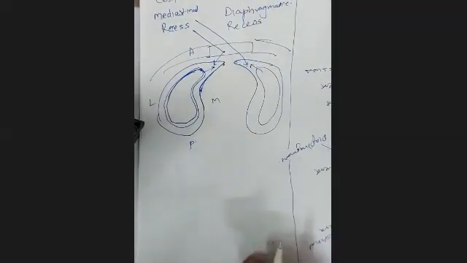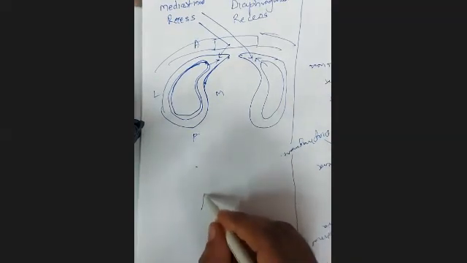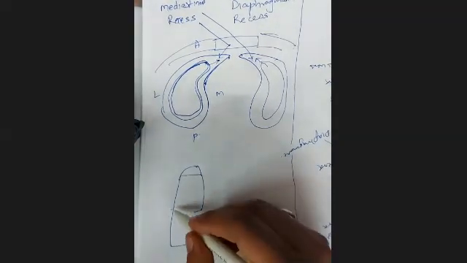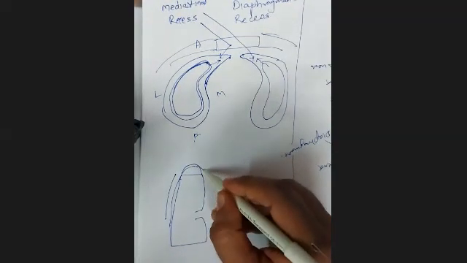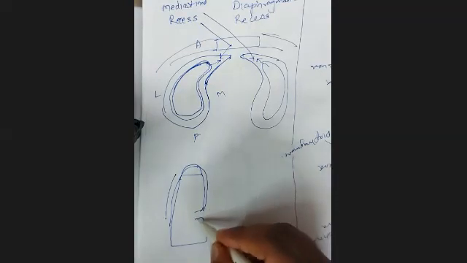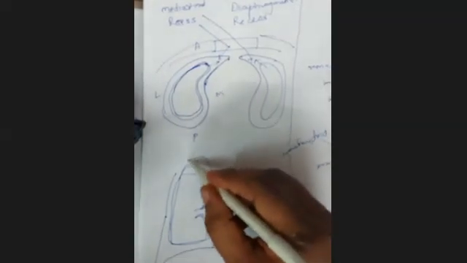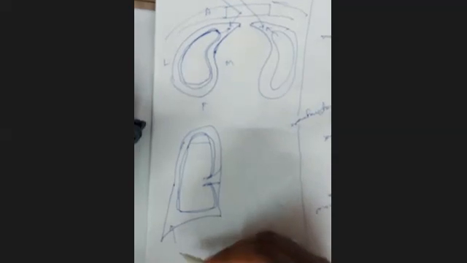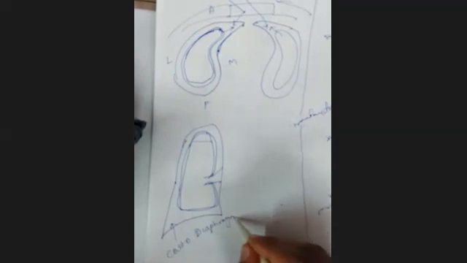So what is costodiaphragmatic recess? Costodiaphragmatic recess, we can see more on the vertical aspect. So this is the visceral pleura covering the lung, and the parietal pleura goes down near the base. Okay, goes down. So this is the costodiaphragmatic recess.